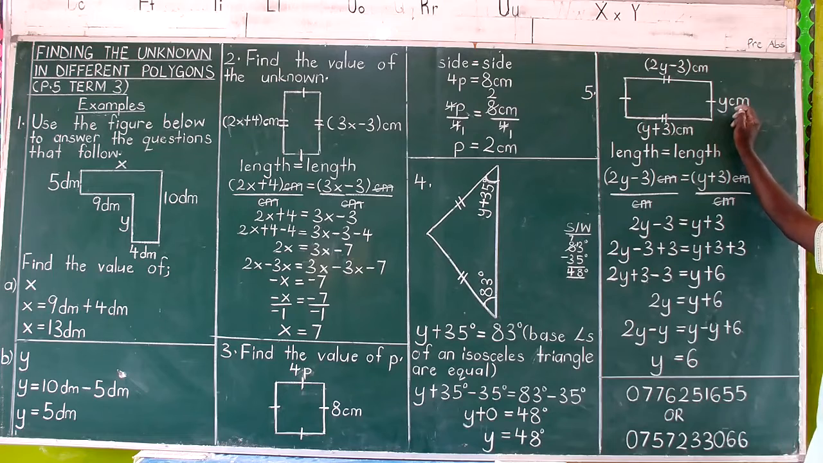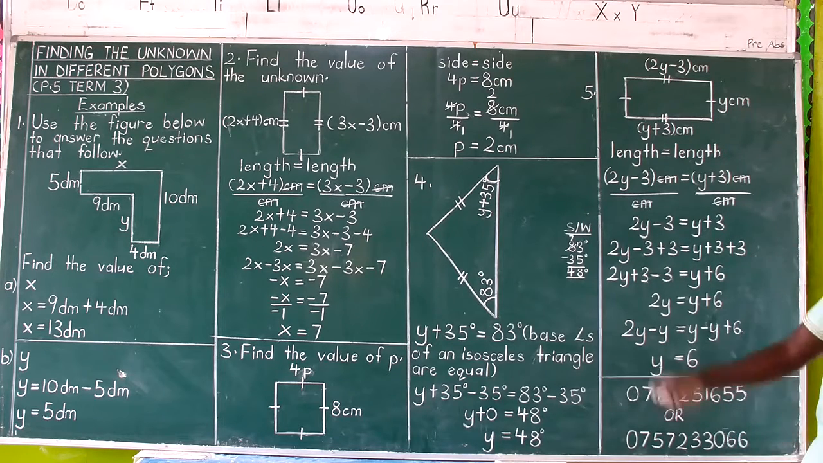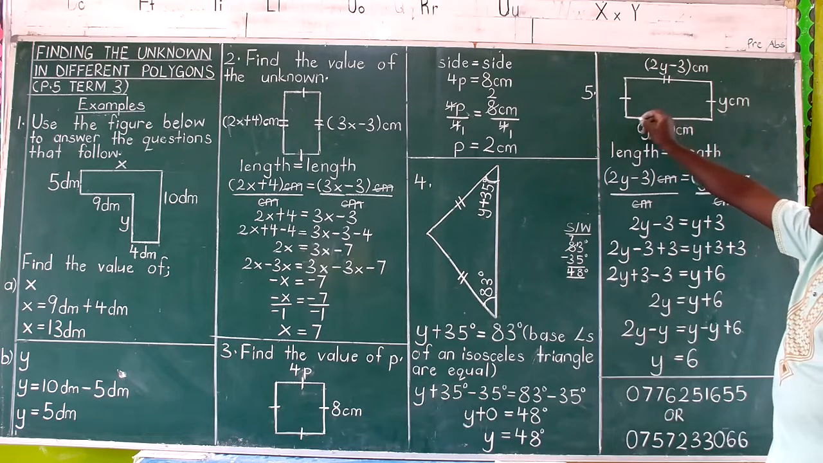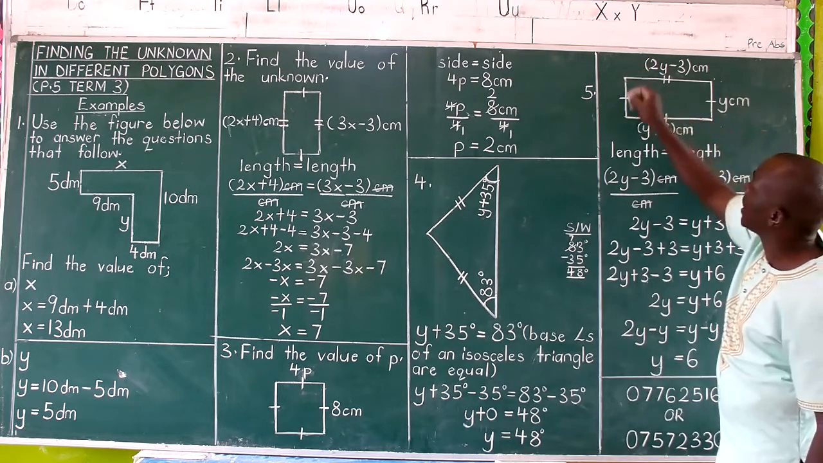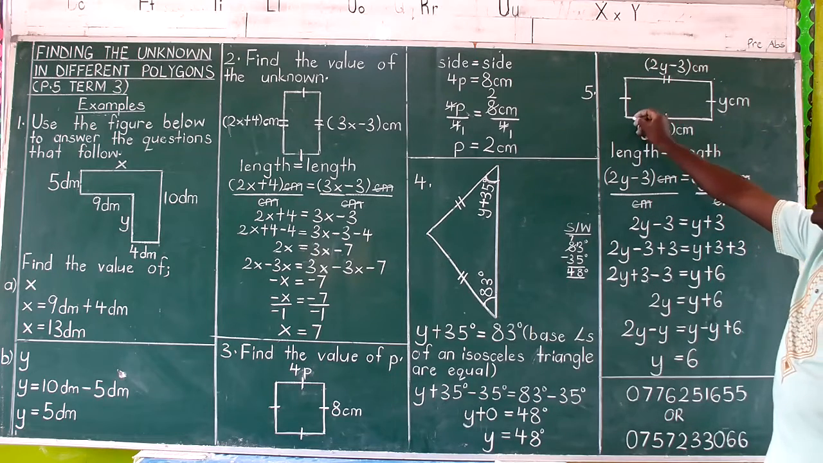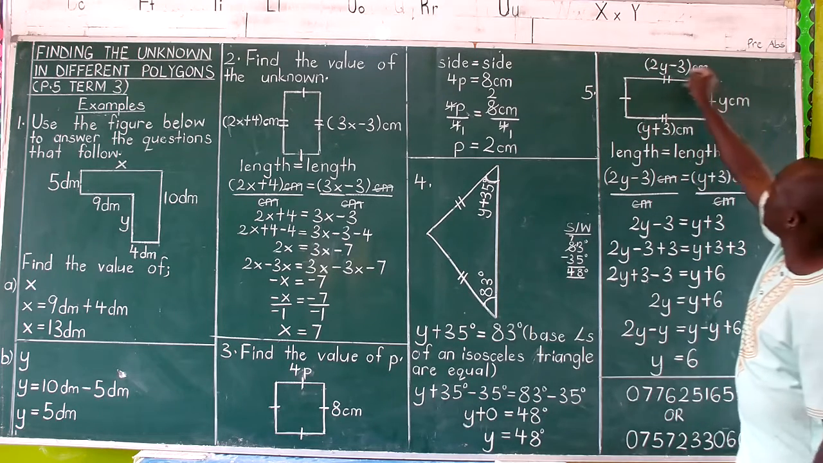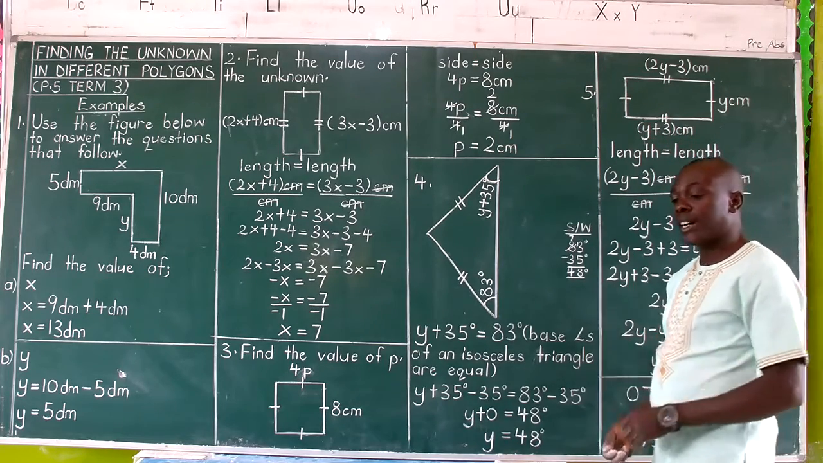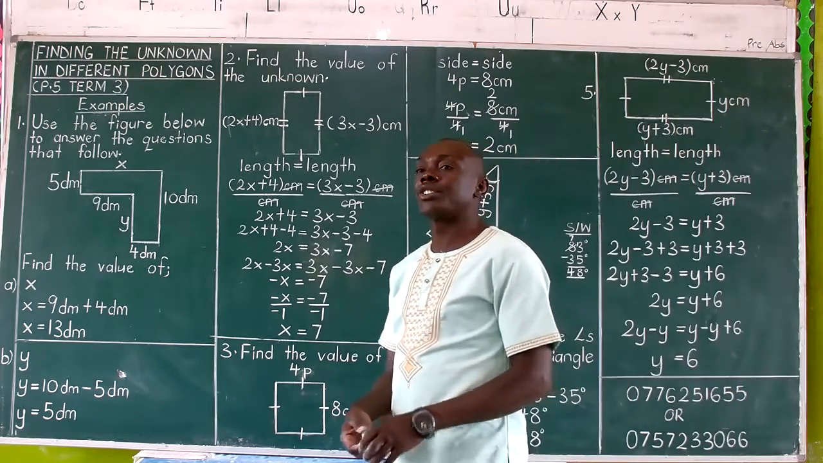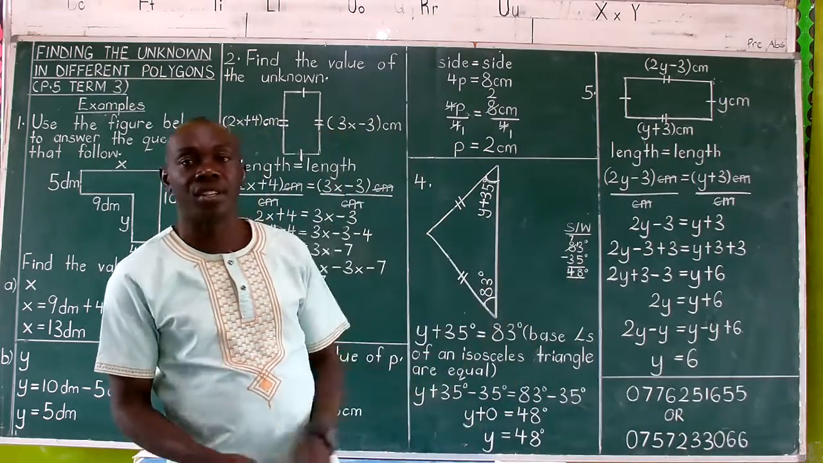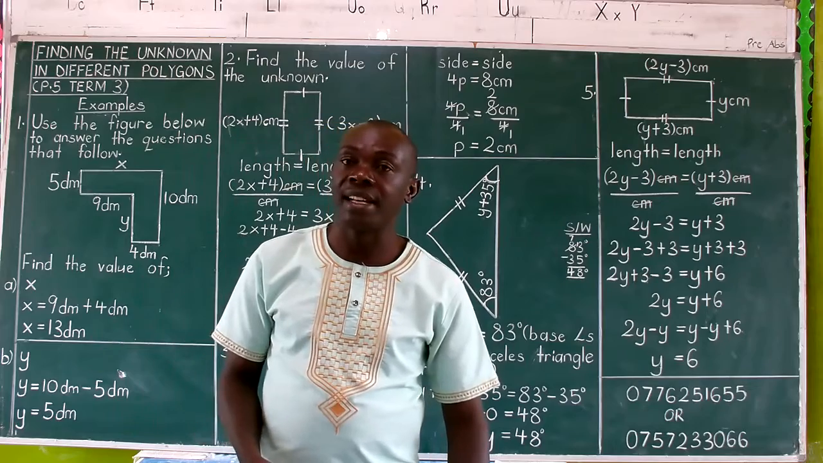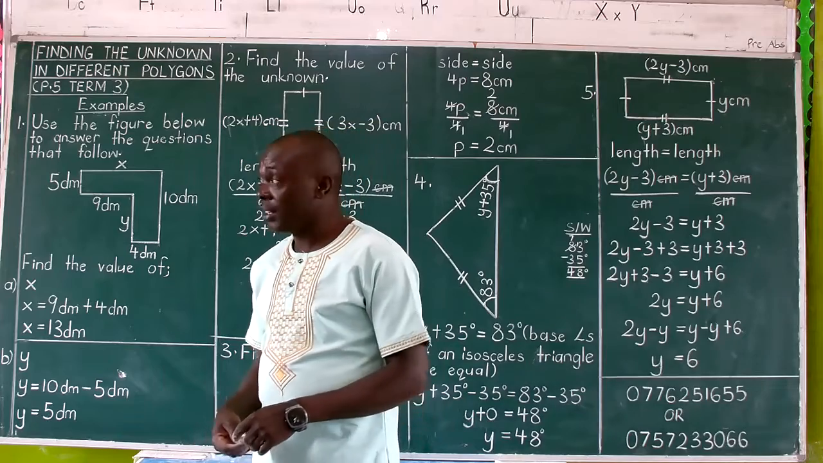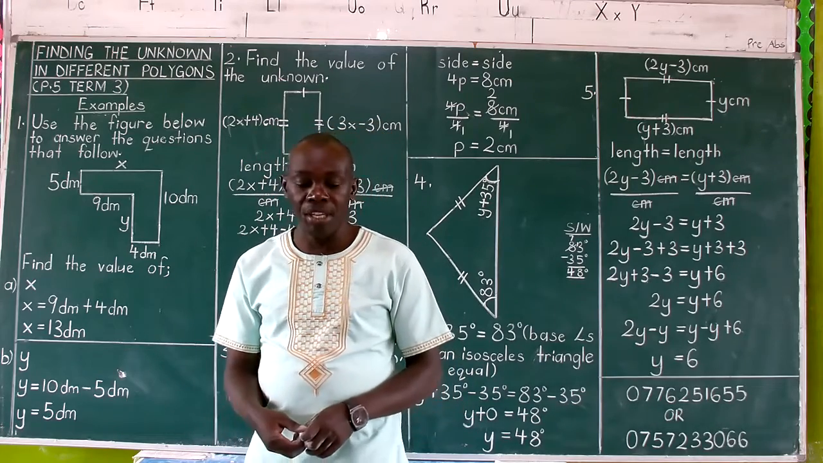Then later again they'll ask you for perimeter, which is the distance around any given object. So this is a rectangle. Perimeter is length plus width plus length plus width. Use the actuals, that is 9 centimeters plus 6 centimeters plus 9 centimeters plus 6 centimeters. In so doing, you have answered all the questions that can ably be set on that particular number. In short, that is about finding unknowns in different polygons.